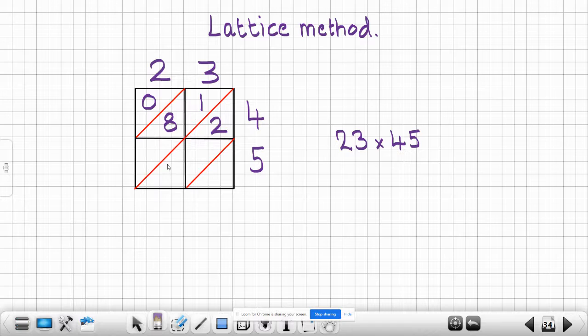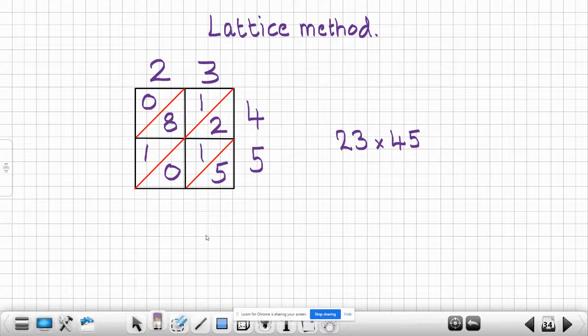Now we'll come down here and we'll look at this bottom box here, and if we look up we've got a 2 there and a 5 to the side, so we're doing 2 times 5. And that's 10, so 1 at the top for the tens, 0 at the bottom for the units. And then finally we are doing 3 times 5 in this box. 3 times 5 is 15, 1 at the top for the tens and 5 at the bottom for the units. So we have now multiplied every digit by every digit.